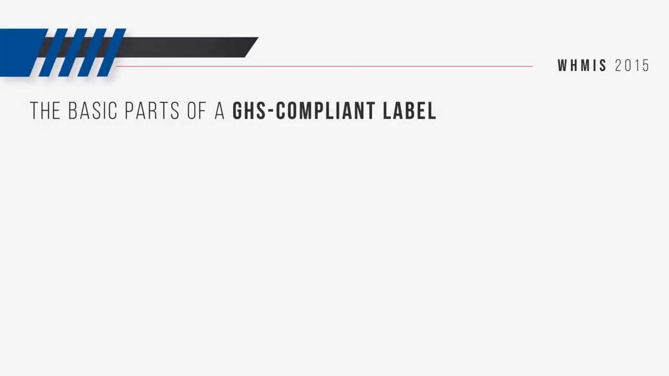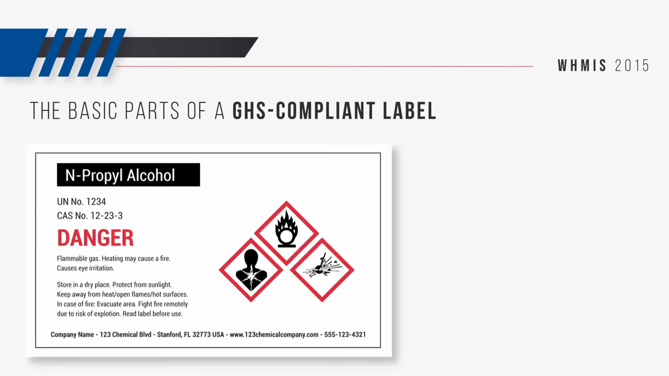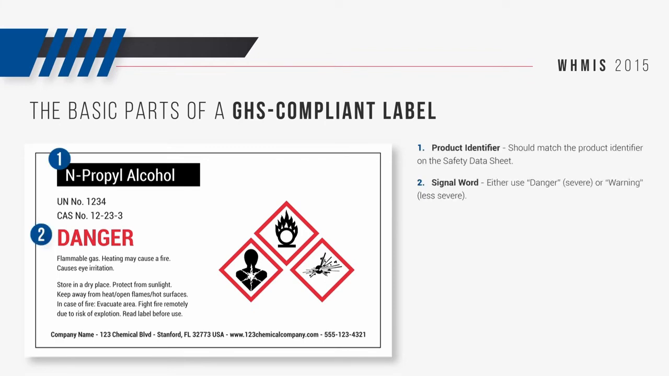This is a workplace label, and it's your first line of defense when working with a hazardous material. Always look for the label and review it before using the product. In the example, you can see number 1 shows the name of the product, N-propyl alcohol. Number 2 is the signal word. In this case, it's danger, which tells you the product has higher hazards.